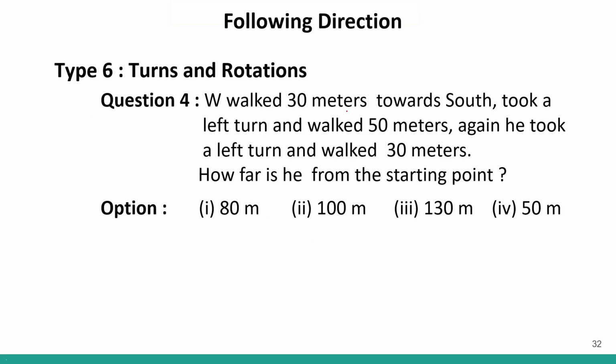Now W walked 30 meters towards south. Then took a left turn. So left turn will be here and walked for 50 meters. He then again took a left turn and walked for 30 meters. So he will be in line with the initial position. How far is he from the starting point? So very clearly, from the starting point it is 50 meters. Very easy question. Option number 4.